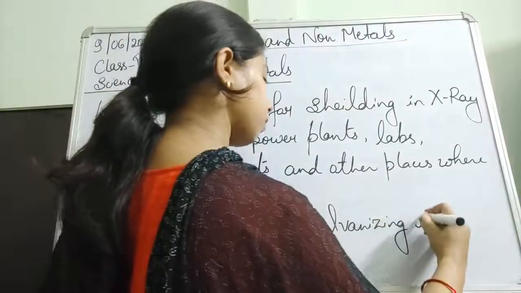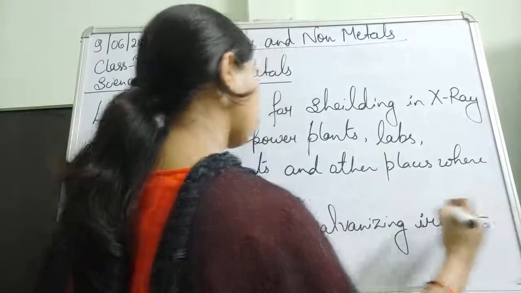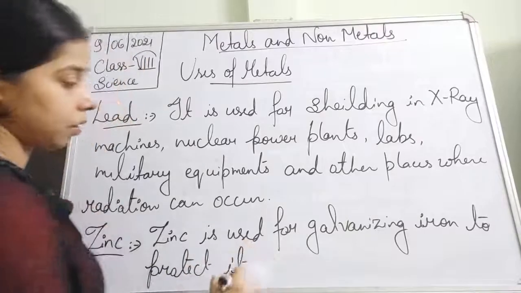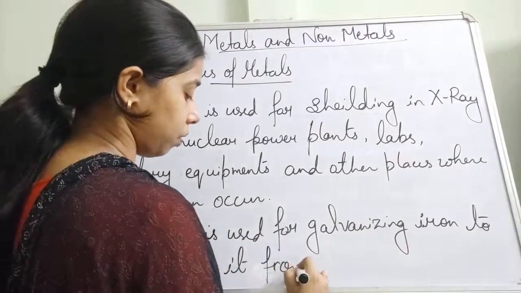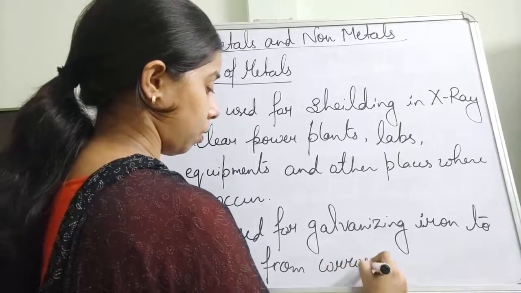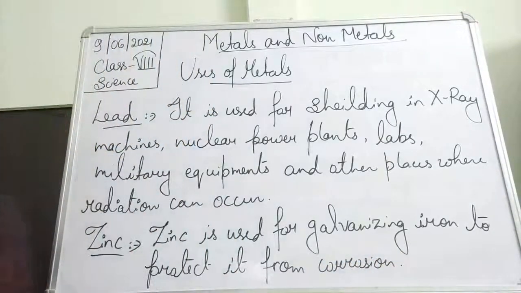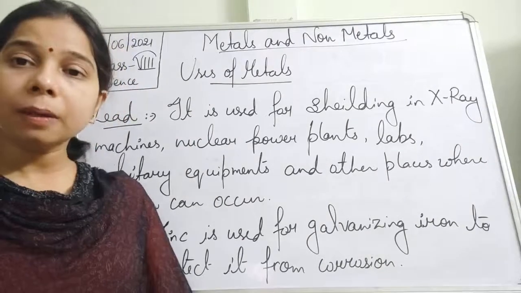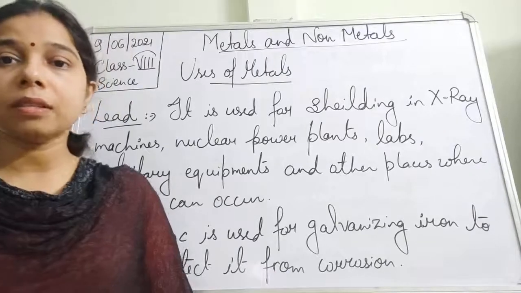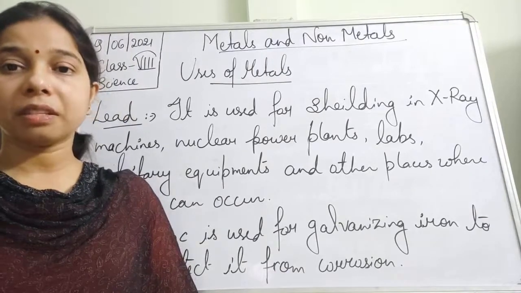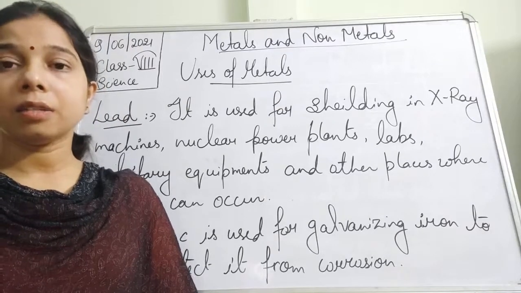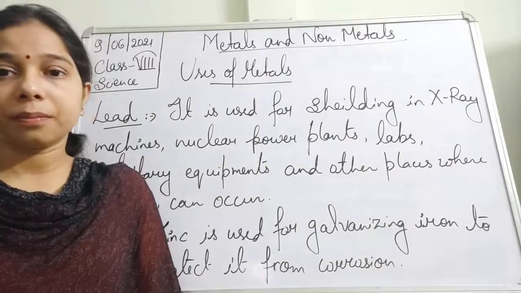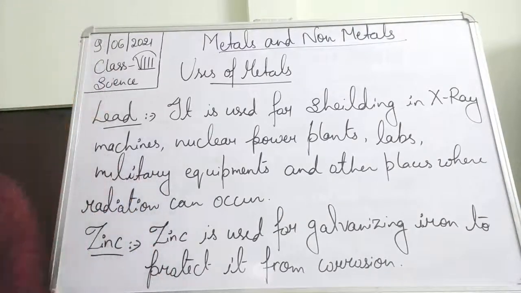So zinc is used for galvanizing iron to protect it from corrosion, or to protect it from rusting. Zinc is used in the galvanization process where a layer of zinc is made over iron, and ultimately this helps in protecting the iron from rusting. So this is the use of zinc.